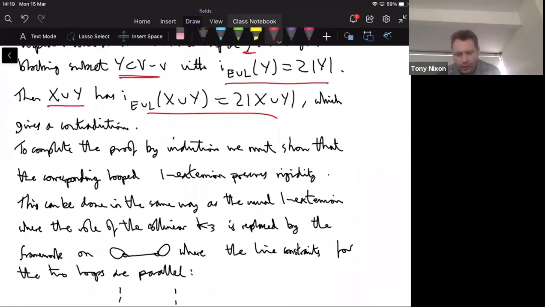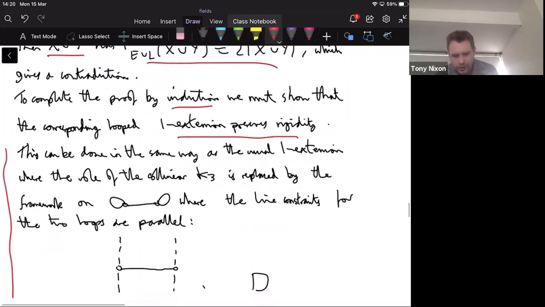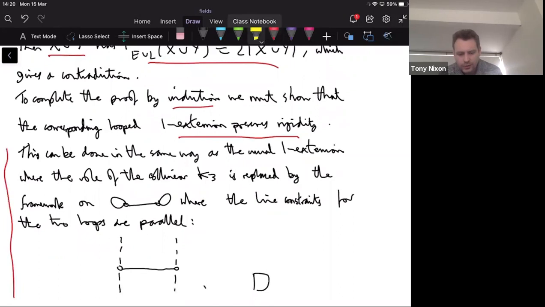So how do we show that? If we can show that the one extension preserves rigidity, we're finished by induction again, and actually we've finished the proof of the theorem. So you can see that I'm not going to prove it in detail. I'm just giving you a very brief hint, basically.